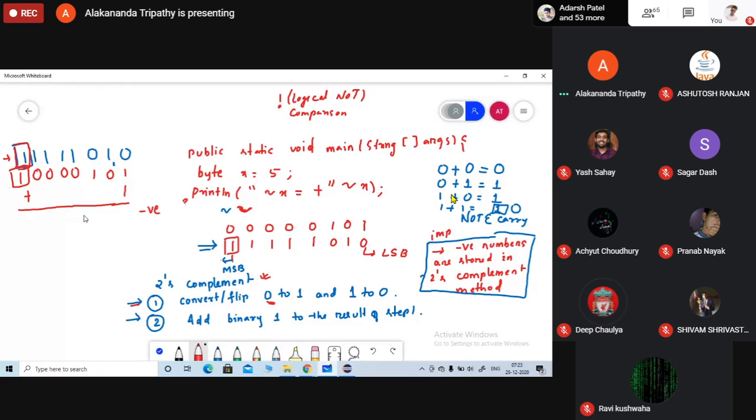Yes, ma'am. So when we are going to add 1 plus 1, 1 plus 1 क्या होगा? 0 carry 1 होगा. So ये क्या हो गया? 0. Yes, ma'am. We are carrying 1 here. ये 1 carry हो गया.